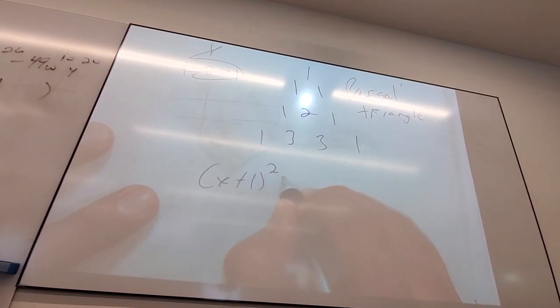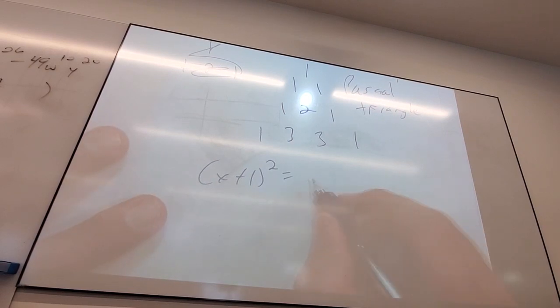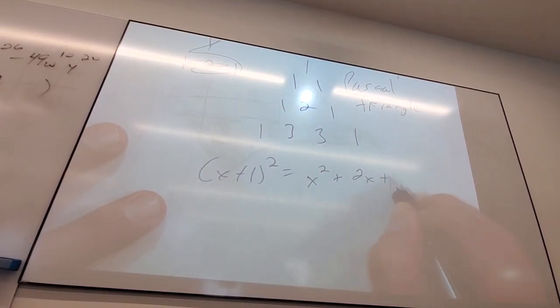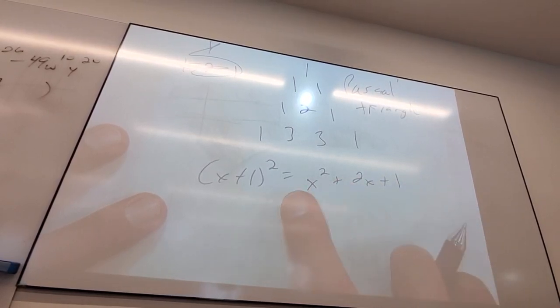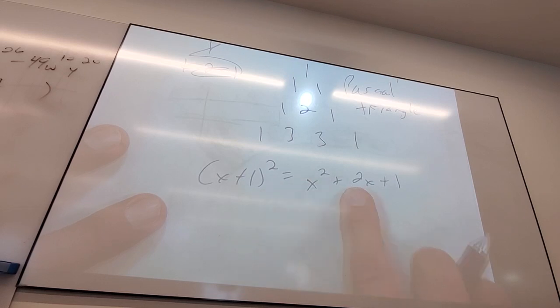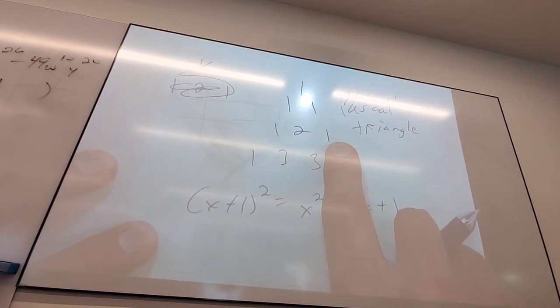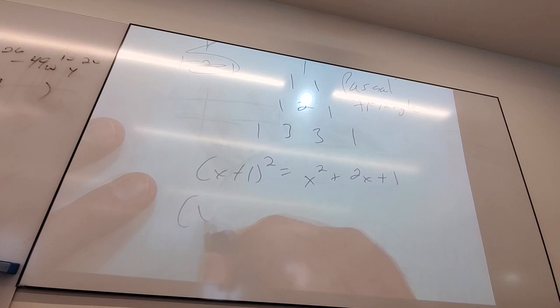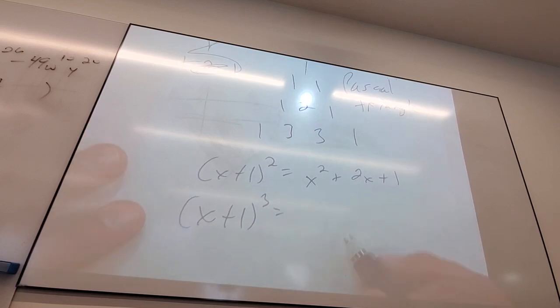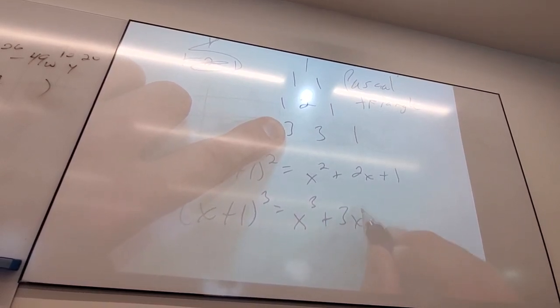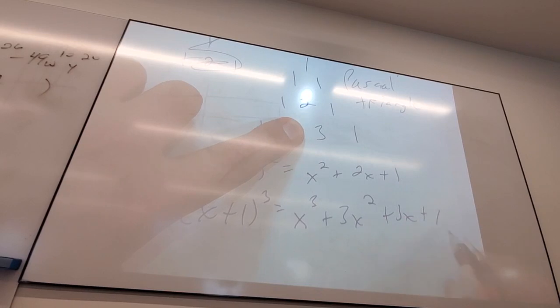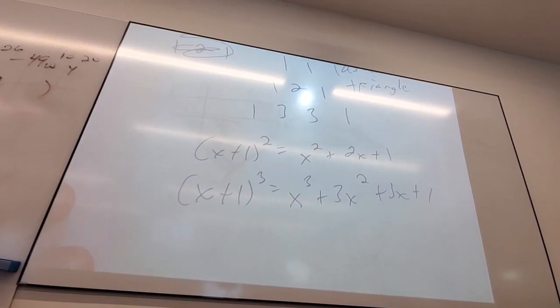Can you do x plus 1 squared semi-quickly for me? What is x plus 1 squared? x squared plus x plus x plus 1. What are the coefficients? 1, 2, 1. So what do you think x plus 1 cubed would be? 1x cubed plus 3x squared plus 3x plus 1. And that's exactly what it is.